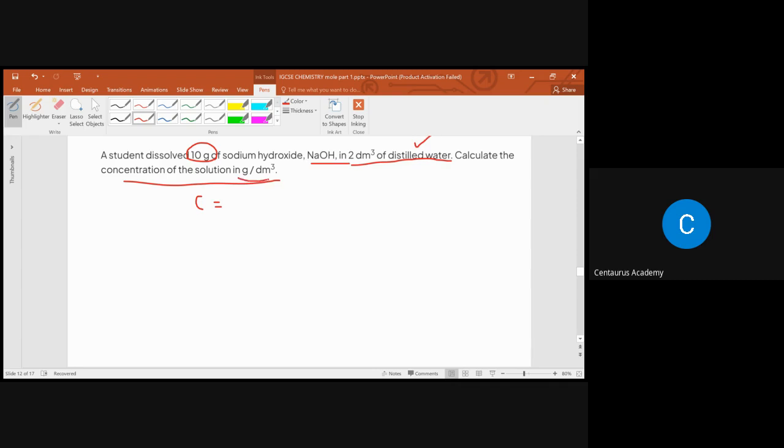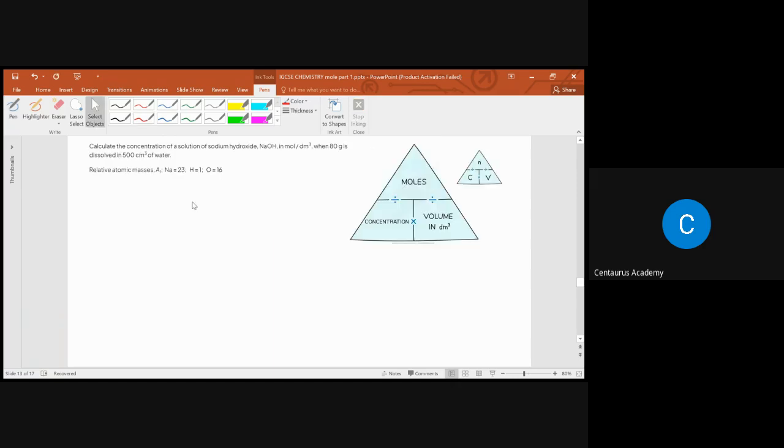Also, if you look into the unit which is given to you, this means that the concentration has to be found out in grams per decimeter cube. This means that you really don't need to convert any of these units. So 10 will be divided by 2 to give you the final answer, that is 5 grams per decimeter cube for the concentration. Is this clear? Yes, miss. Okay, look at another one.